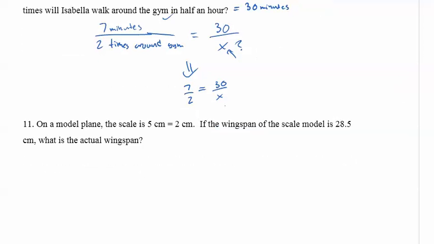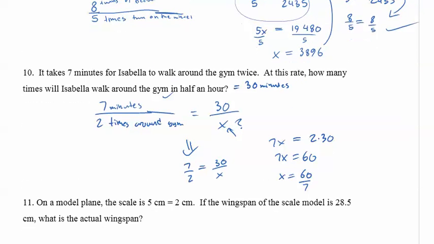Multiply this out, or you can call it the means extremes theorem. A times d, 7 times x equals 2 times 30, so 7x equals 60, and x equals 60 over 7.